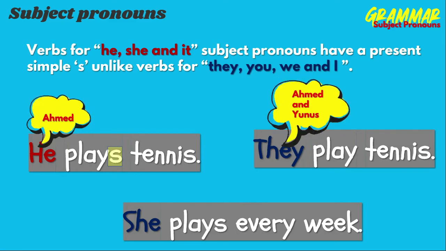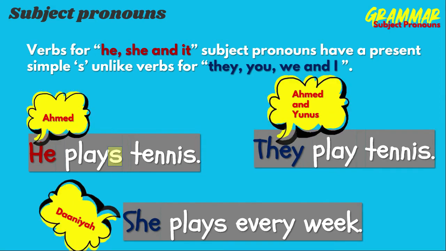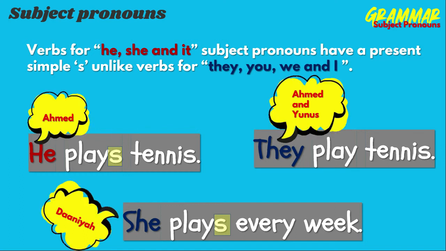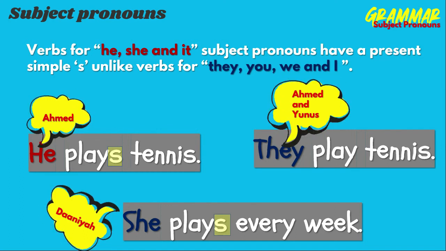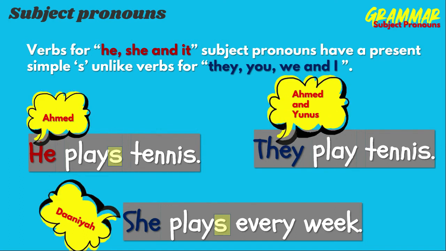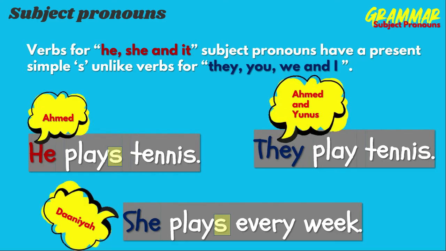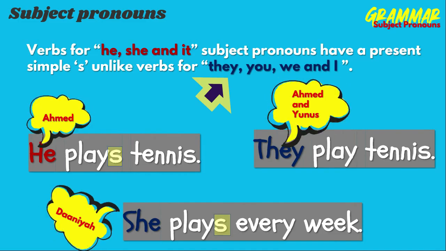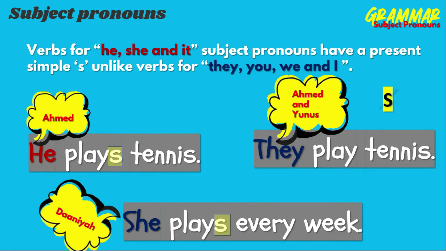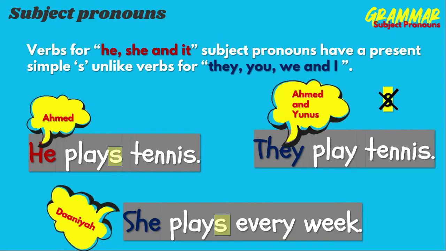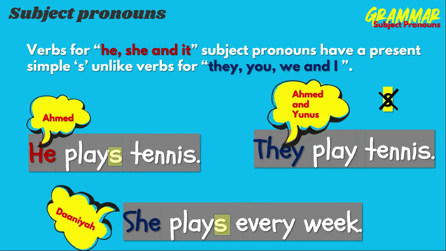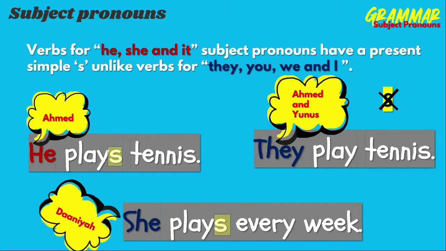They play tennis. And we have Dania here. She plays every week. And you see the S here, the present simple S for the verb play. But as for they play tennis, the subject pronoun they, just like you, we, and I, we don't have an S on the verb. They play tennis without an S. This is for they, you, we, and I. Subject pronouns.